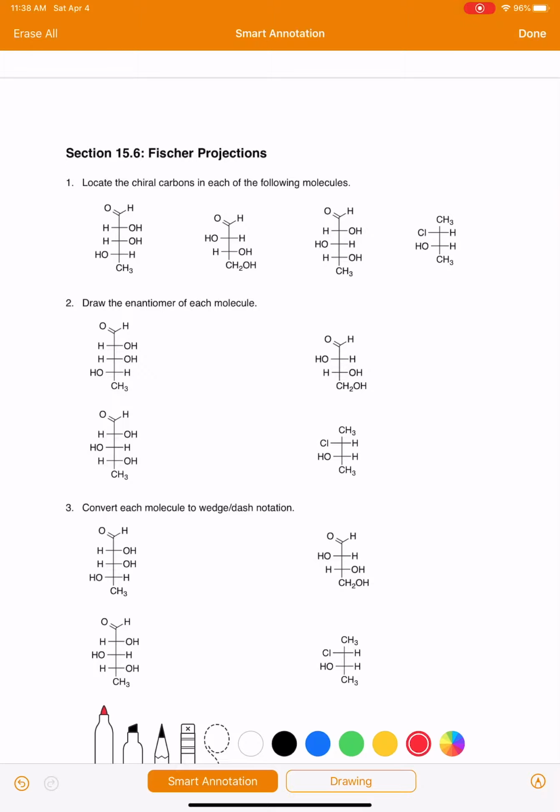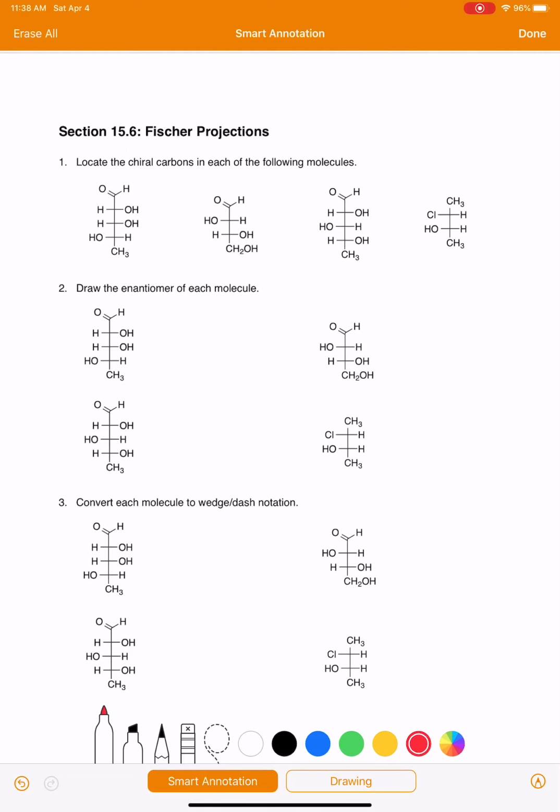Let's practice Fischer projections with this worksheet. There's 3 different things that we're going to do on this worksheet. We're going to find chiral carbons in molecules. We're going to draw in enantiomers, which is not something that I talked about in the last video. And we're going to convert molecules to wedge dash notation. And I think you're going to find that all of these things are pretty simple.